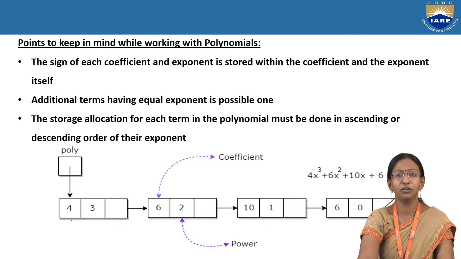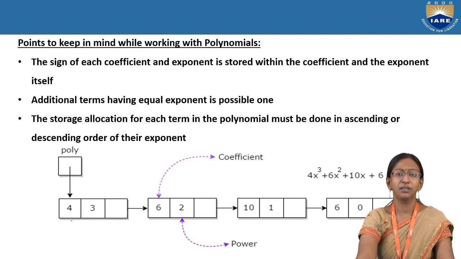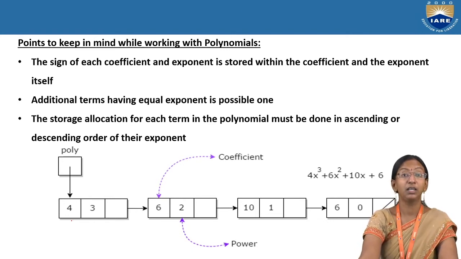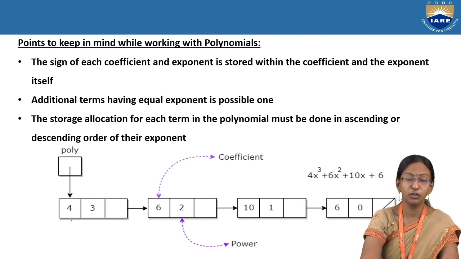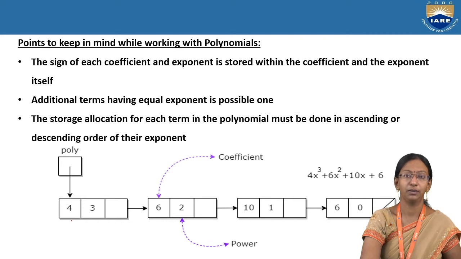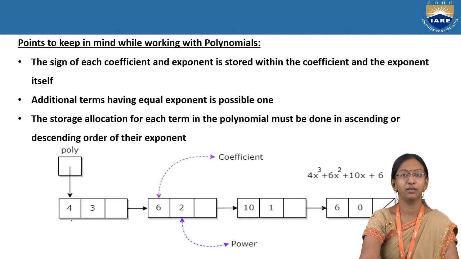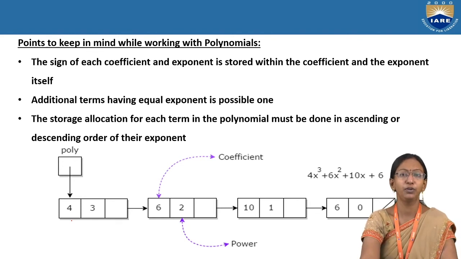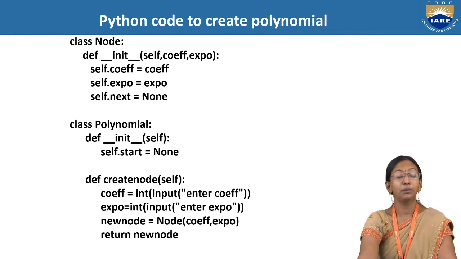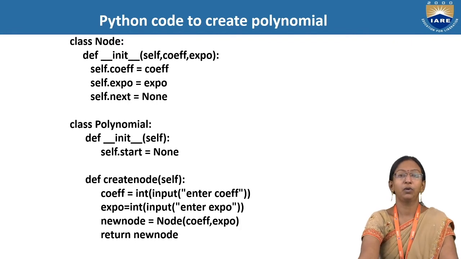The only change, an extension you can say, to that definition is that there the data was a single part, but here the data will have two parts, the coefficient part and the exponent part, right? So that will be a small extension. That's it. If you learn in this way, it will be quite easy for you to understand, right? So let's have a look at Python code to implement or to create a polynomial.